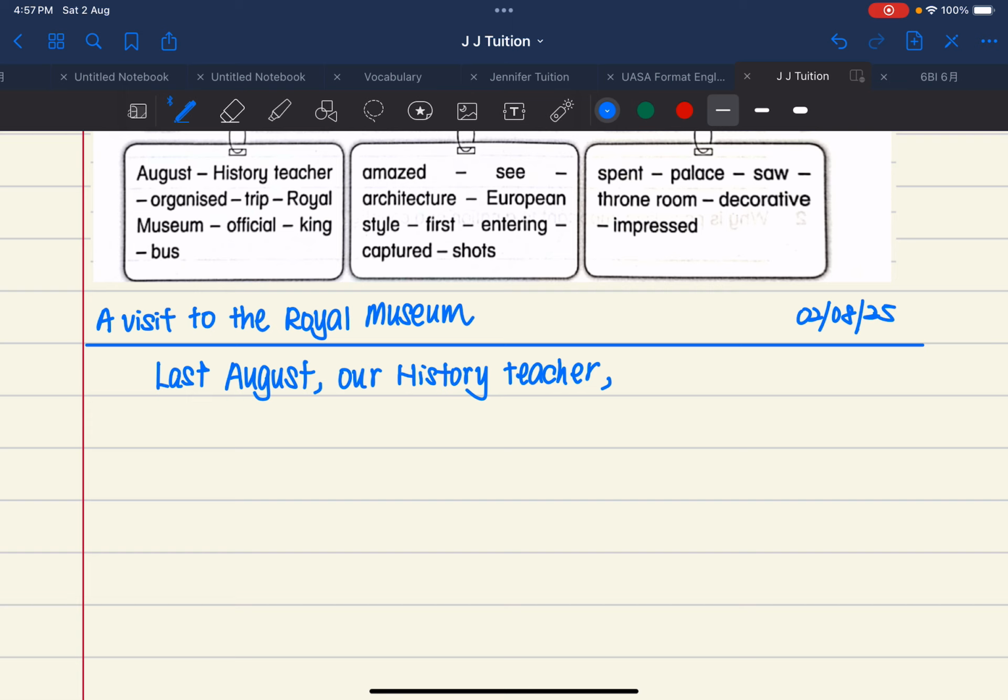Our history teacher can put a name, maybe Mr. John. Our history teacher, Mr. John, what does he do? Organize. Organize what? Organize a trip to the Royal Museum. So we already used the word trips. Then the next one, Royal Museum. So to the Royal Museum.